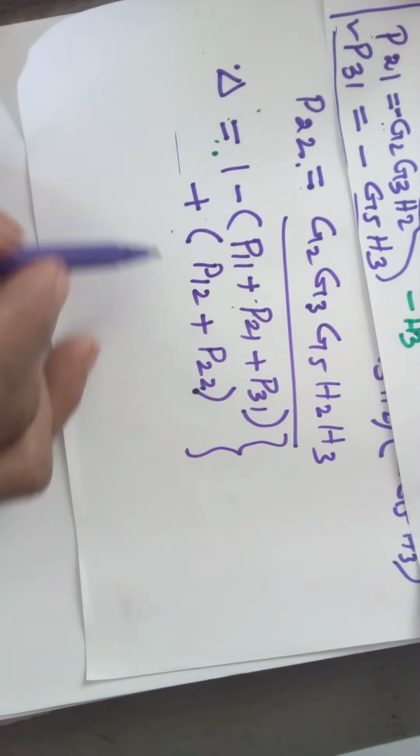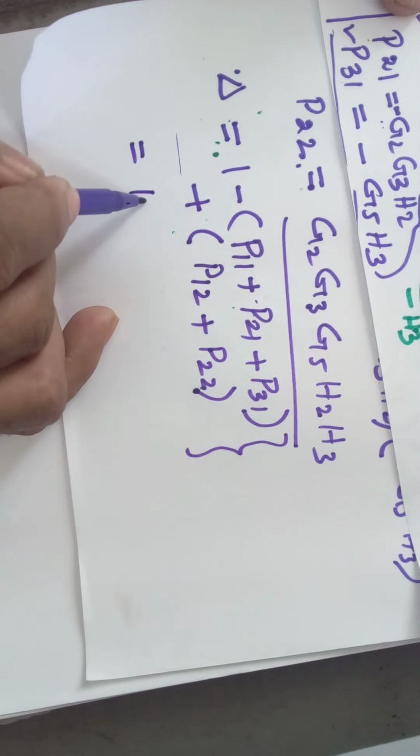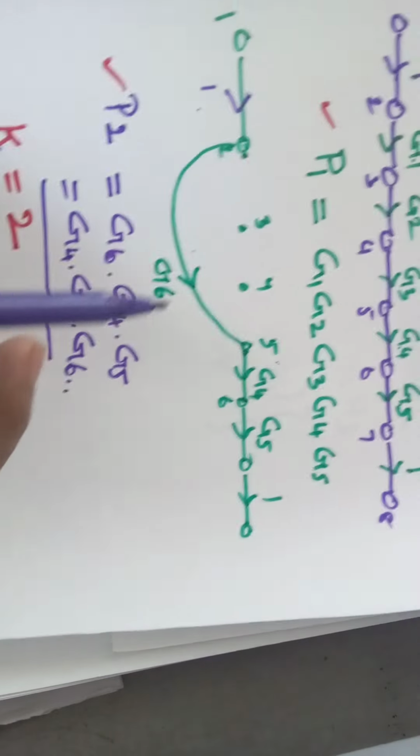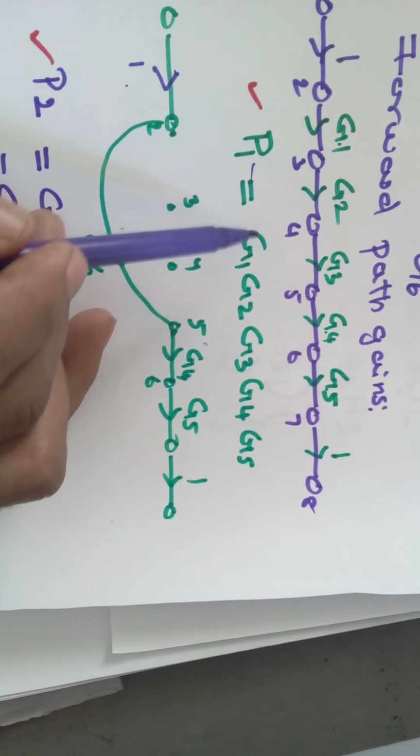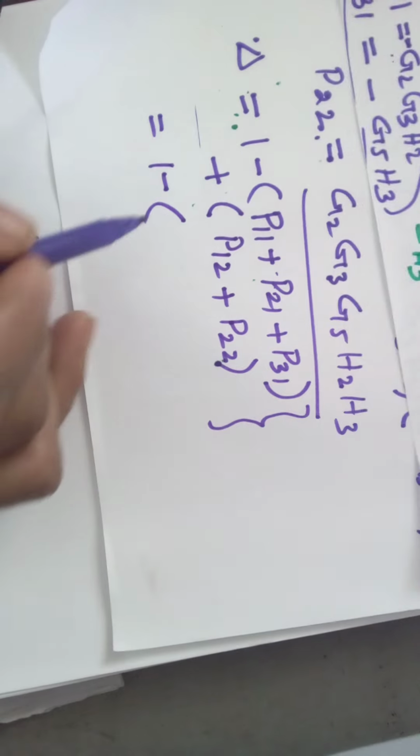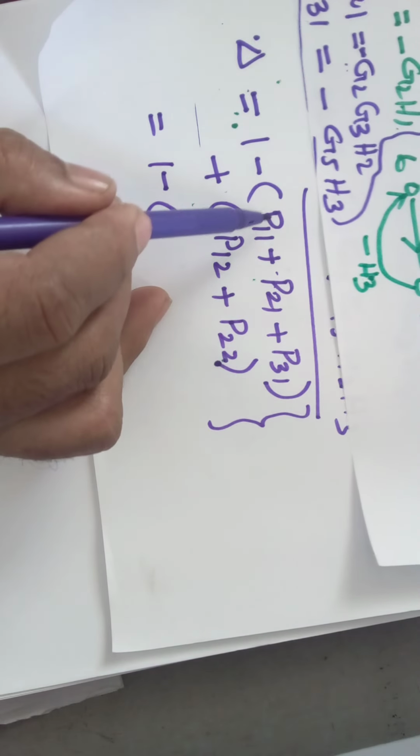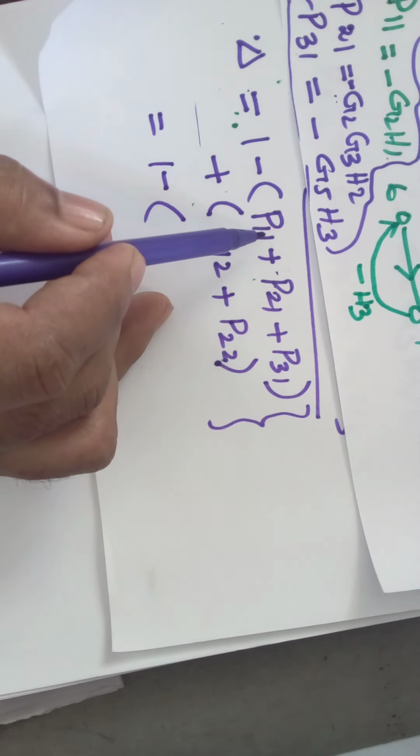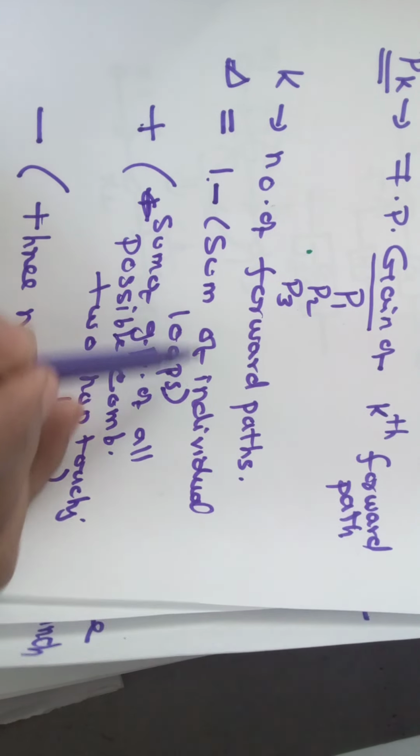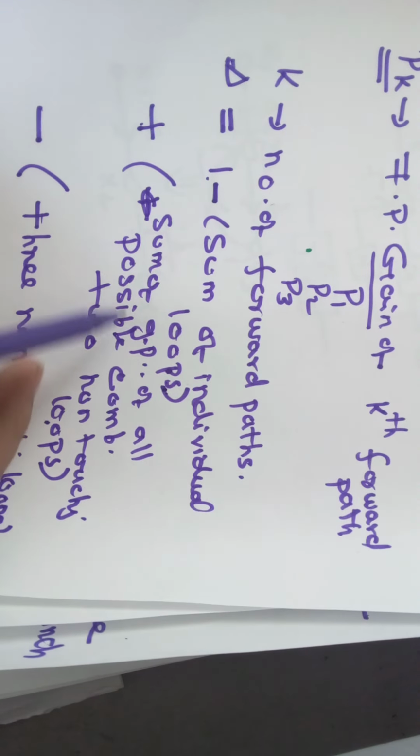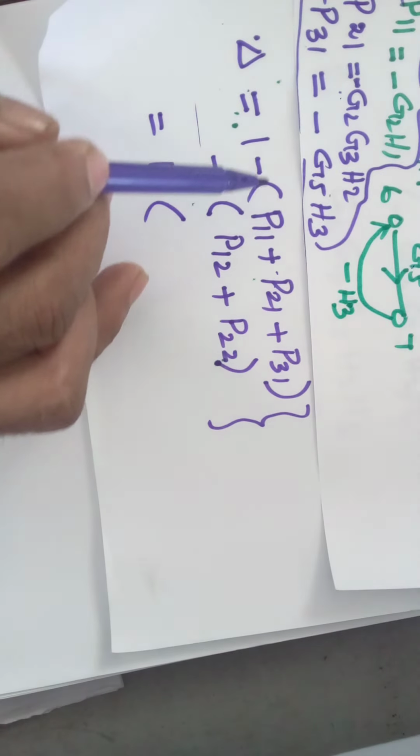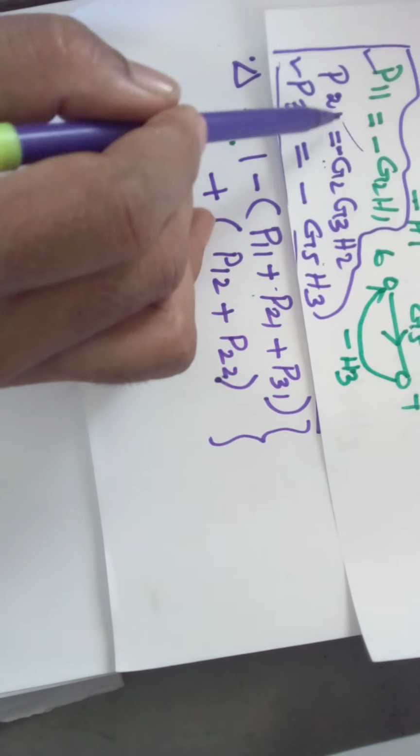Now you substitute all these values here, which is equal to 1 minus P11, the forward path gain. Already you have written P11, P21, and P31. Sorry, P11 means the individual loops. Delta is equal to 1 minus the sum of individual loops plus the sum of gain products of all possible combinations of two non-touching loops. Therefore, what are the individual loop gains? These three are the individual loop gains.